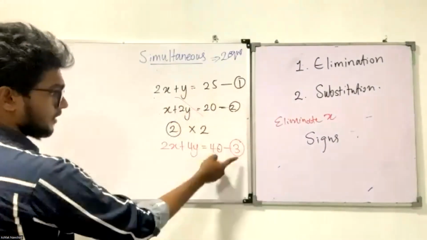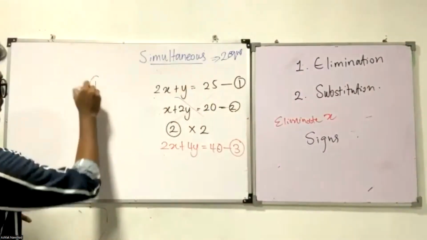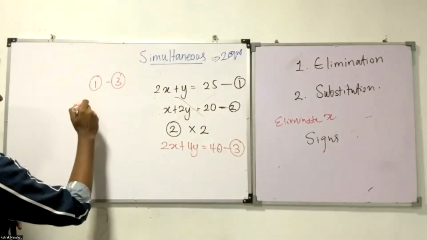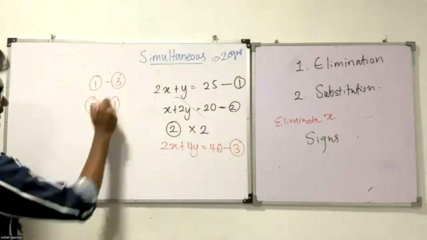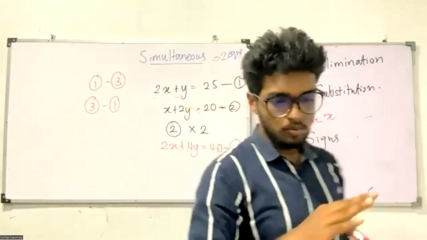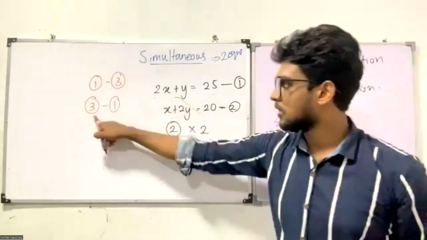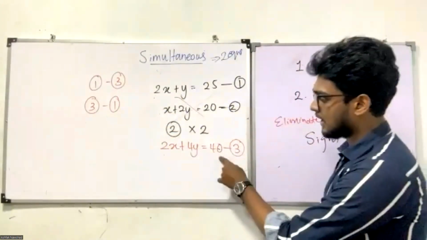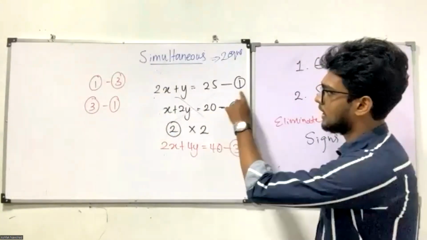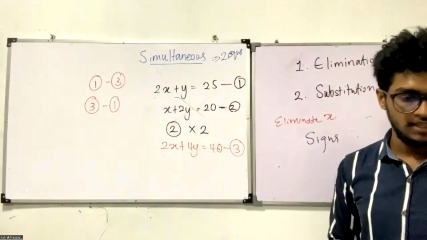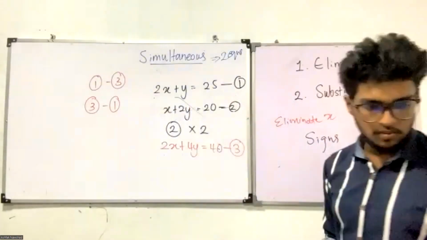Like you can subtract 3 from 1. You can do this, and also you can do this. You can do both. Anyhow, you will have to subtract. But the better thing is to do this because see, the value of 3 is 40. The third equation is 40 and the first equation is 25. 40 minus 25 is easy. 40 minus 25 gives a positive value.